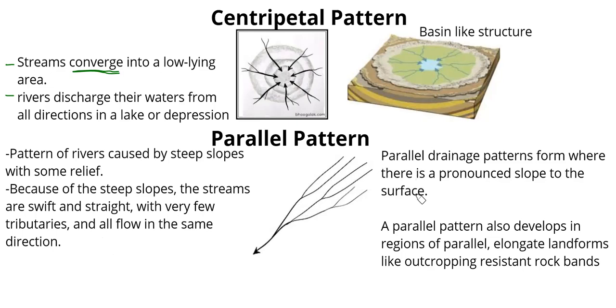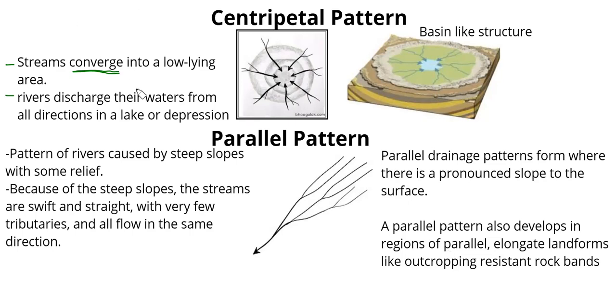What type of rocks, what type of surfaces do we find this on? Parallel drainage patterns form where there is a pronounced slope to the surface. The parallel pattern also develops in regions of parallel elongate landforms, like outcropping resistant rocks. That's similar to what we have in the trellis pattern.